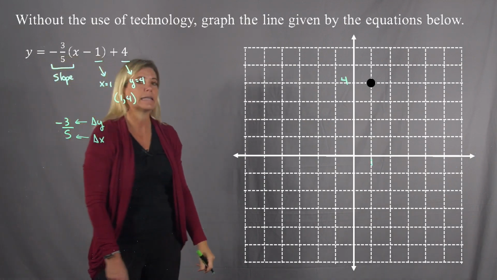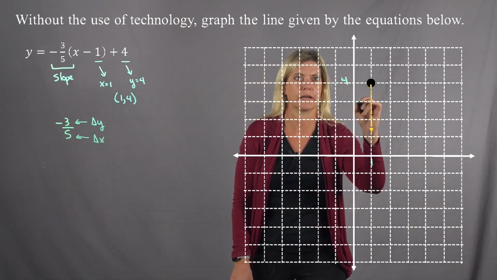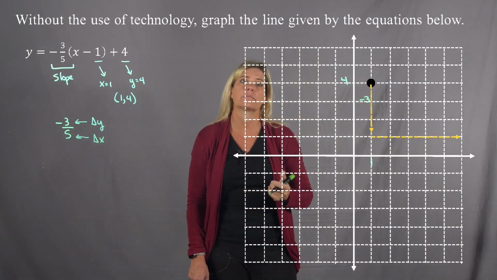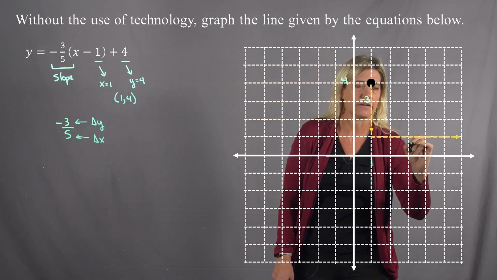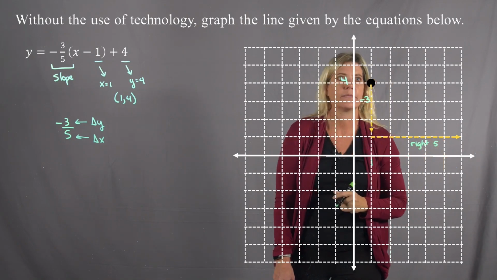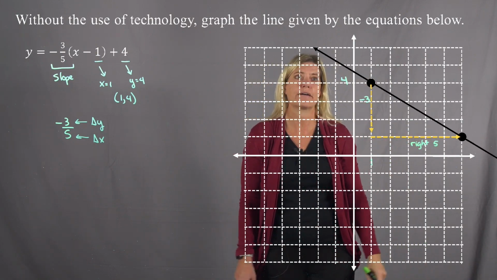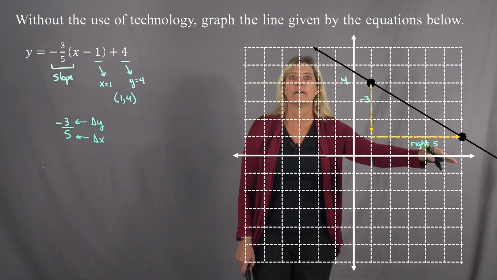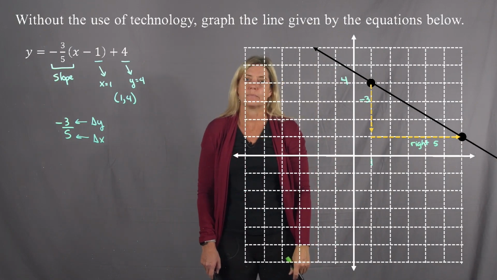So this tells me I need to go down 3 units, right? So this right here, I'm going to go down 3. That's the negative 3 part. And then we're going to go over to the right 5, because it's a positive 5 change in the x value. And then we plot the point that is a result of that, the end of that there. And then we graph the line that goes through those 2 points. So this black line right here is the graph of y equals negative 3/5 times the quantity x minus 1 plus 4.